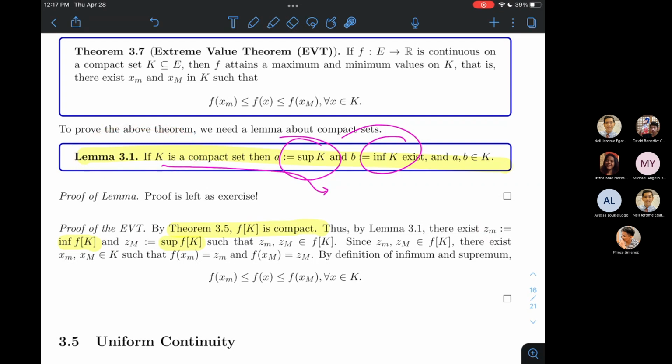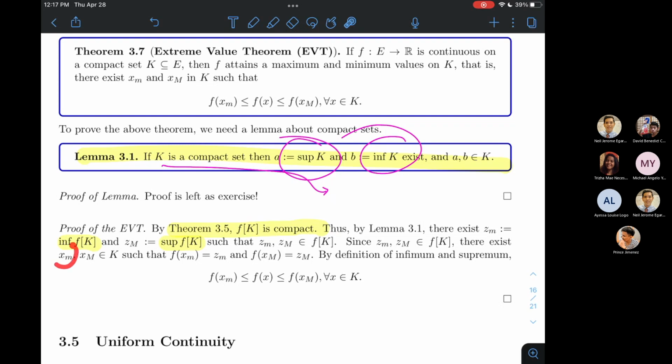Yung supremum at infimum ng isang compact set ay nasa loob ng compact set na yon. Okay? Dahil si z sub little m at saka si z sub big M ay nasa F bracket K, ibig sabihin function value sila ng ilang miyembro ni capital K, right? Kasi nga naka F bracket K siya, so function value siya ng some member of capital K.